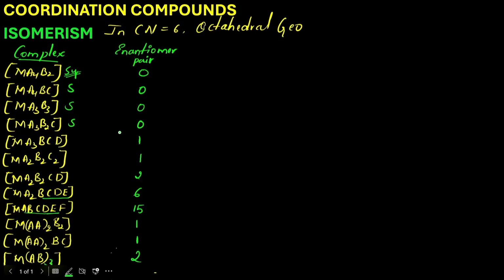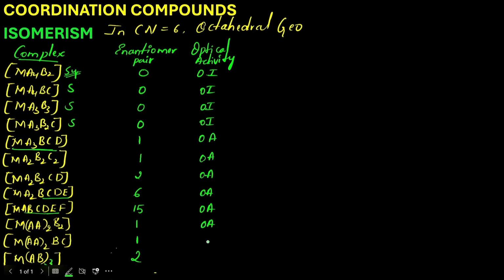Now we will see how many of them are optically active. Optical activity. In the first case, due to the symmetry, there is no enantiomer pair, therefore it is optically inactive. Second one, again it is optically inactive. Here also due to the symmetry, it is optically inactive. Here also it is optically inactive. Next, coming to MA3BCD type of complex, it is optically active. Again here it is optically active. Remaining all are optically active. Next, we will write down the geometrical isomers for the complexes that we have mentioned here.